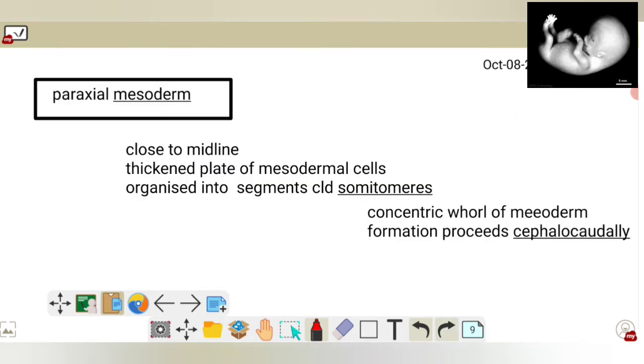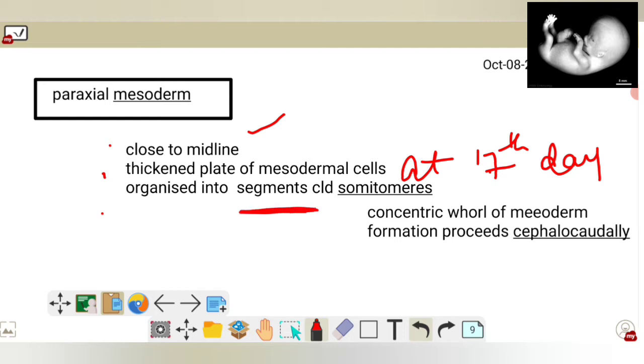Now first of all, paraxial mesoderm is close to the midline. It is a thickened plate of mesodermal cells at approximately the 17th day, that is the end of the third week. These thickened plates of mesodermal cells get organized into segments and form somitomeres. What are somitomeres? Somitomeres are concentric whorls of mesoderm that form in the cephalocaudal direction, starting from head to tail.